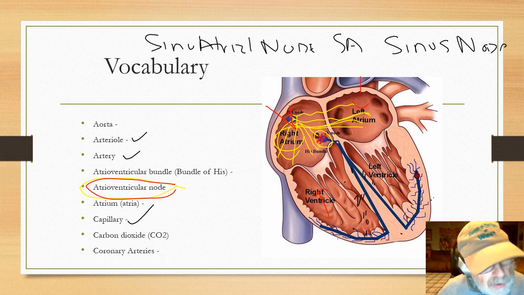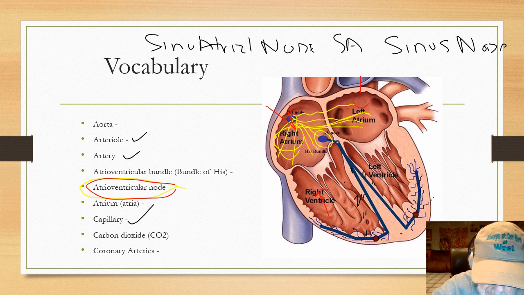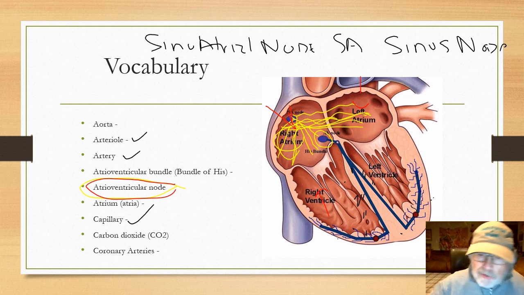And nothing would go anywhere. So what happens is, when that signal goes out from the SA node across the atria, it's being held up for just a fraction of a second right here at the AV node.